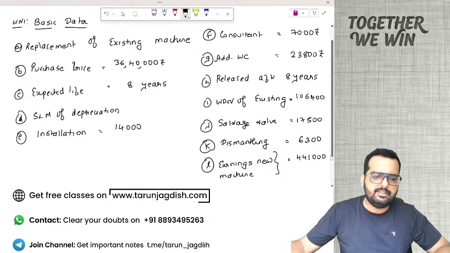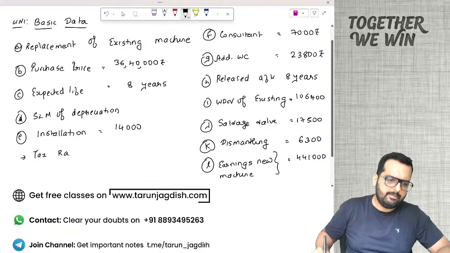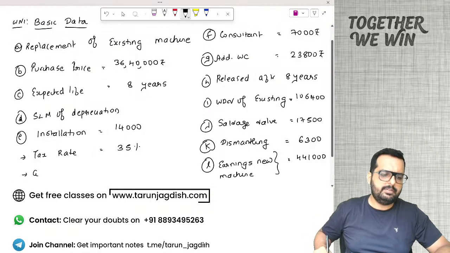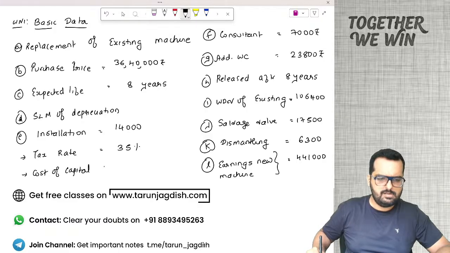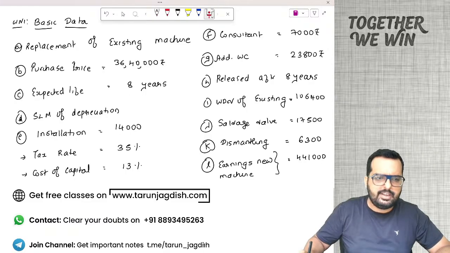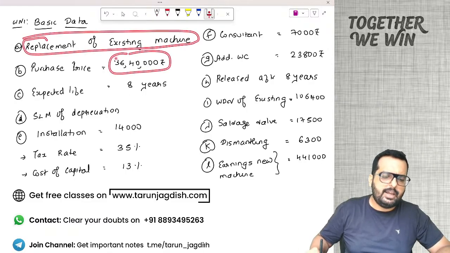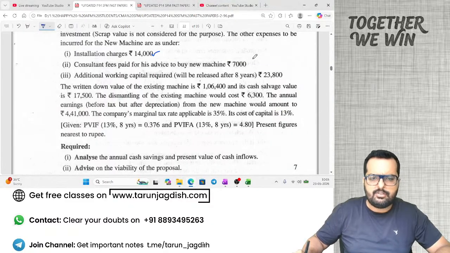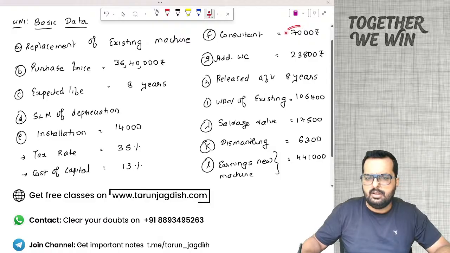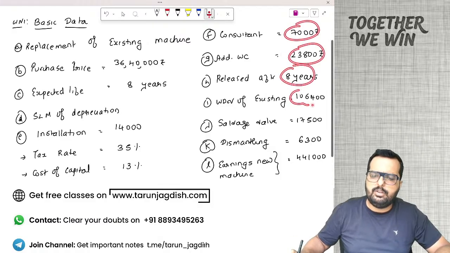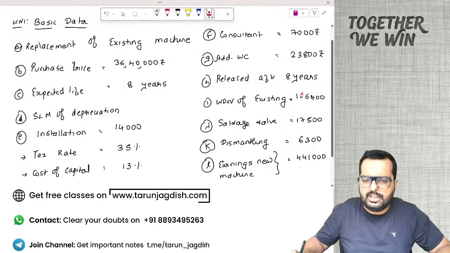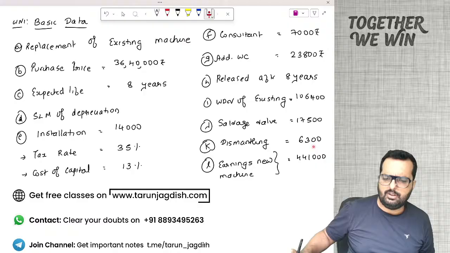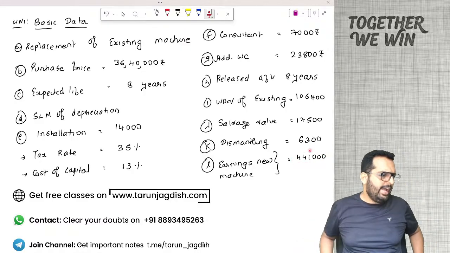All right. Company's tax rate is 35%. I'll just put that over here. Tax rate is 35% and the cost of capital is 13%. Okay, so let's read the question once again. They want to replace the existing machine, purchase price, the life, SLM depreciation. Apart from the purchase, they have the installation cost of 14,000. Then they have consultant fee 7,000 and additional working capital is 23,800, released after 8 years. WDV of the existing machine is 1,06,400. Its salvage value is turning out to be 17,500. Dismantling cost will be 6,300. And the earnings of the new machine will be 4,41,000.